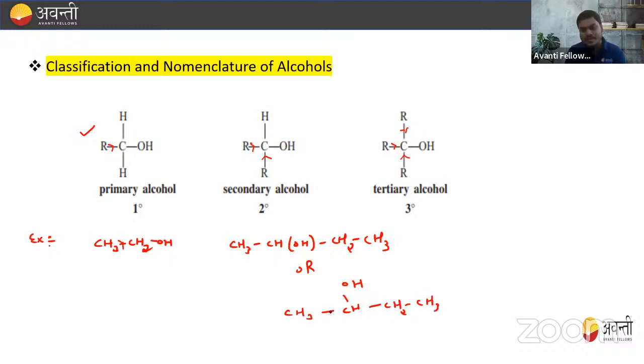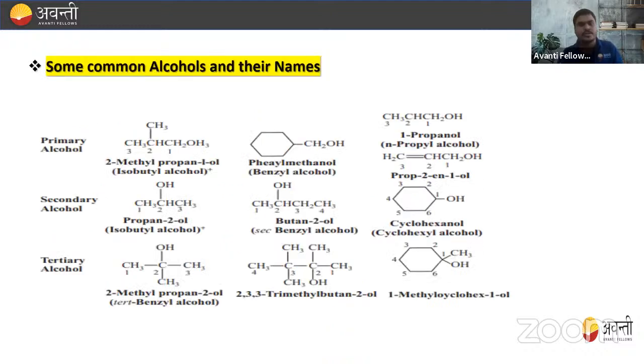So how many alkyl groups are attached to that carbon atom? That is two, and this one. So this is called secondary, right? So this is an example of secondary alcohol, whereas this is an example of primary alcohol. So I hope this is clear. How will you classify primary, secondary, and tertiary alcohol? Clear, everyone? Good.